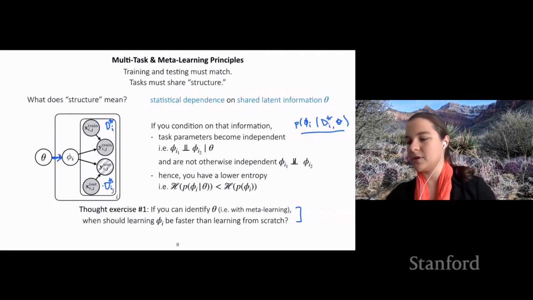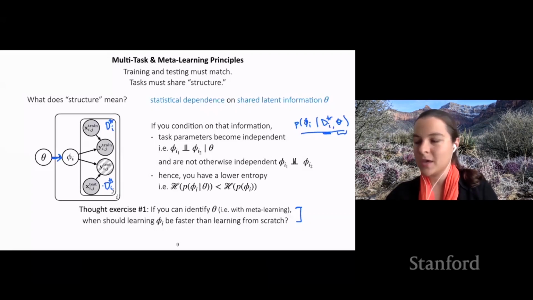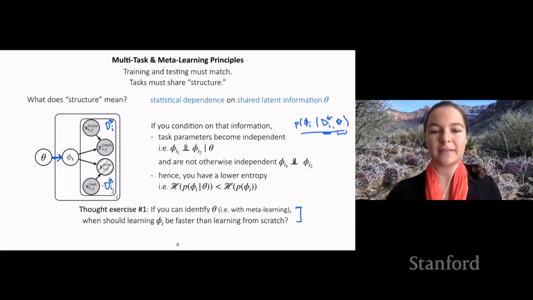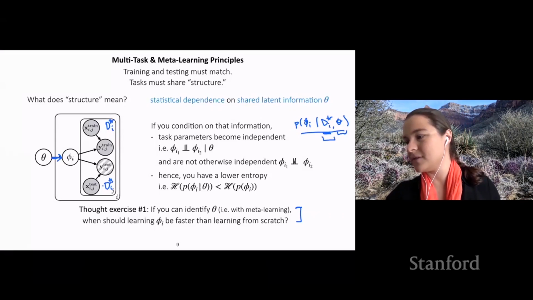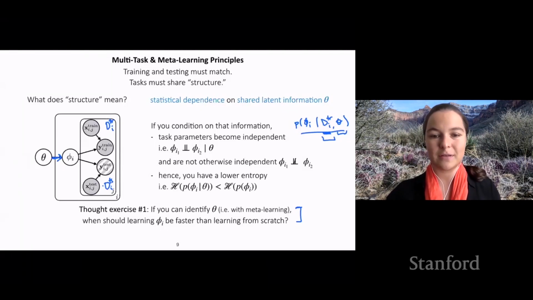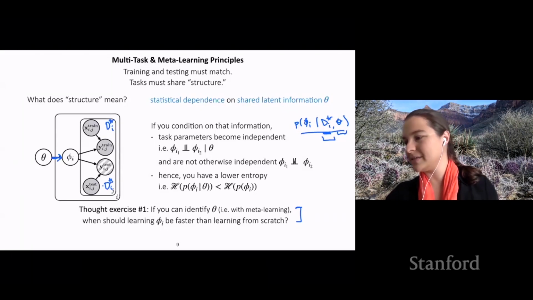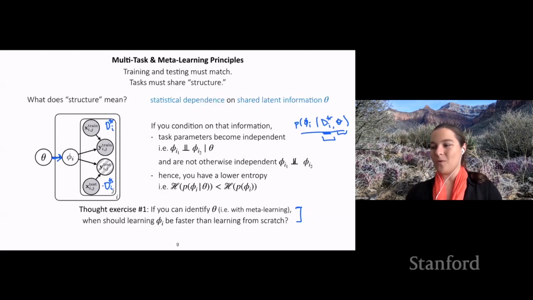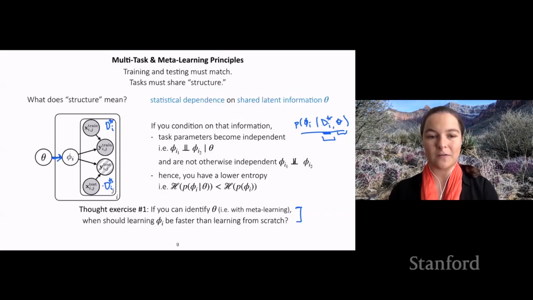Okay, so one other thought here is if you're learning from scratch, then you're basically learning from D train i without knowing the shared information theta. And so if that shared latent information tells you something about phi i that D train doesn't tell you, then that's a situation where we'd expect to be faster than learning from scratch, because when you're learning from scratch, you only have the training data, you don't have the shared information. So basically it's when you have high mutual information, but also when that information isn't available in the training data already.